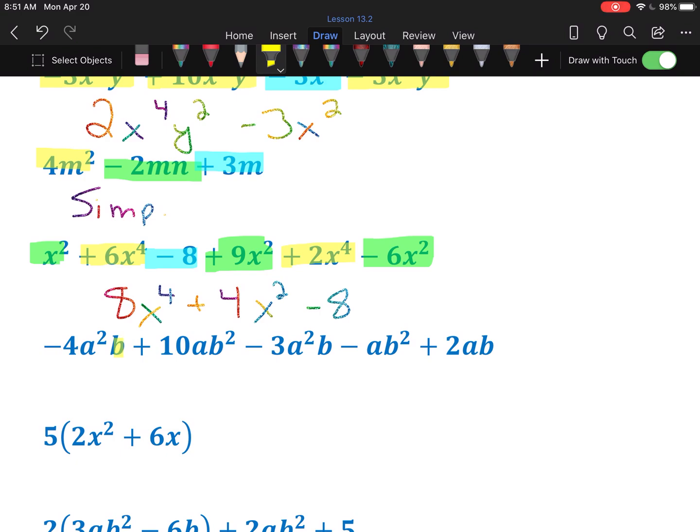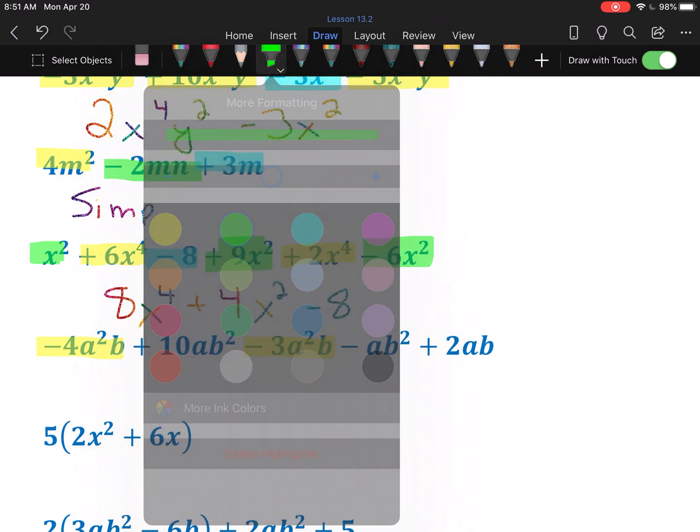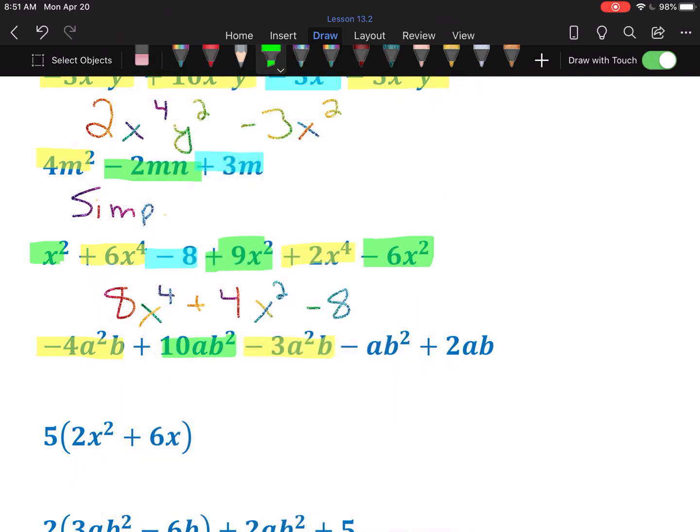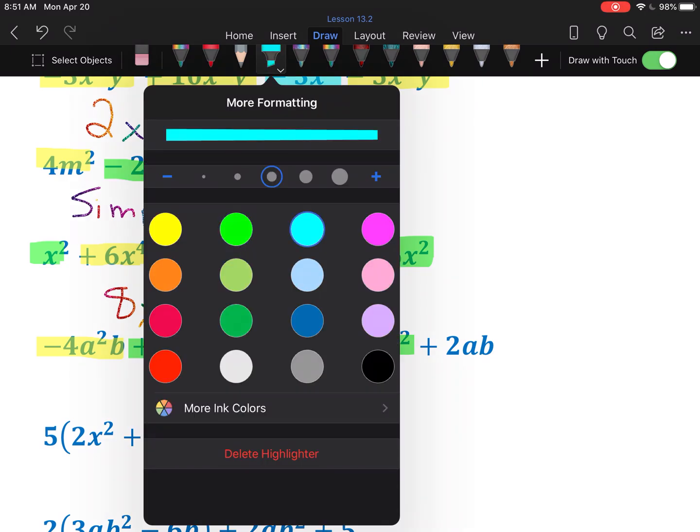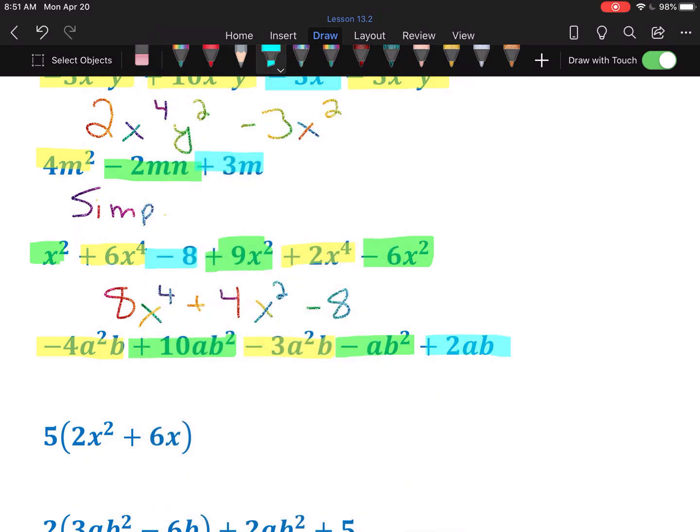So I'm going to do all my highlighting first this time. So I start with my a squared b pieces. In a different color, I'll mark off my ab squared pieces. And in that sad blue color that always only seems to have one person, we'll mark off the guy that doesn't have exponents at all. So now it's just a matter of putting together the things that can be put together.